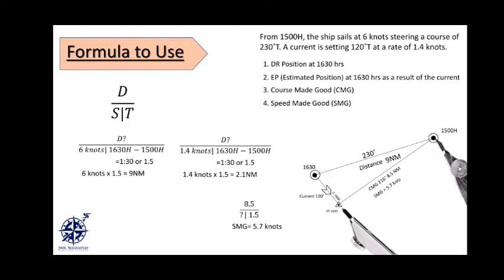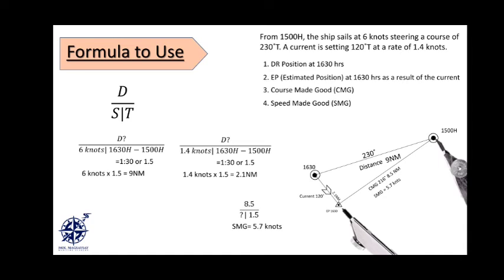So let's proceed with the problem. From 1500s, the ship sails at 6 knots, steering a course of 230 degrees T. A current is setting 120 degrees T at a rate of 1.4 knots. So for number 1, again, the DR position at 1630s and the EP or estimated position at 1630s as a result of the current. Number 3 is the course made good or CMG and speed made good or SMG.